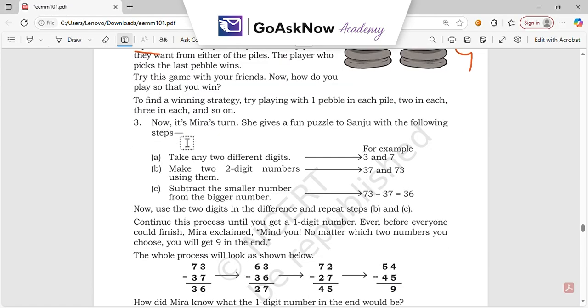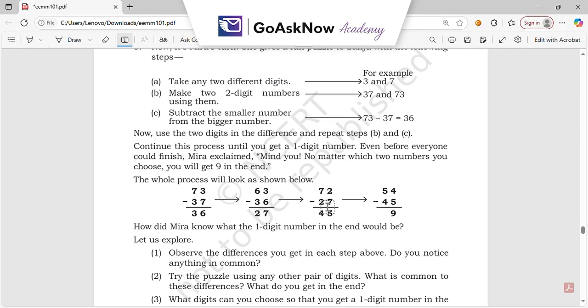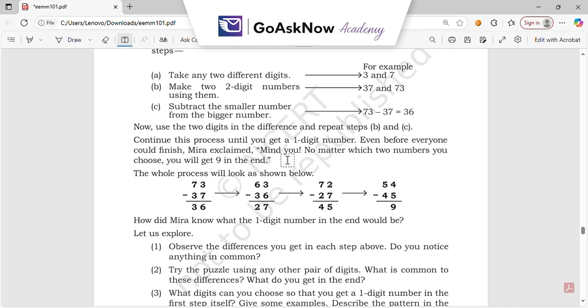Let us come to the third question. Now it is Meera's turn. She gave a fun puzzle to Sanjay with the following steps. Take any two different digits, say 3 and 4. Make 2-digit numbers using them. Subtract the smaller number from the bigger. Repeat these steps and continue until you get a 1-digit number. Even before everyone could finish, Meera exclaimed, no matter which two digits you choose, you will get 9 in the end. The whole process will look as below.